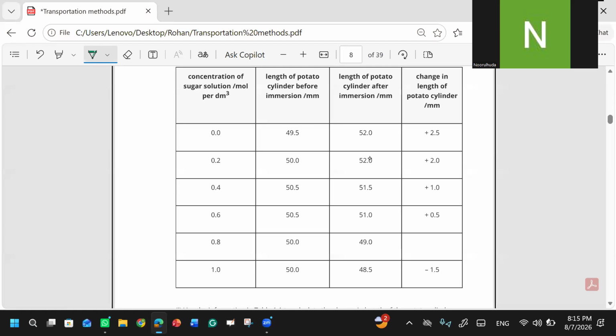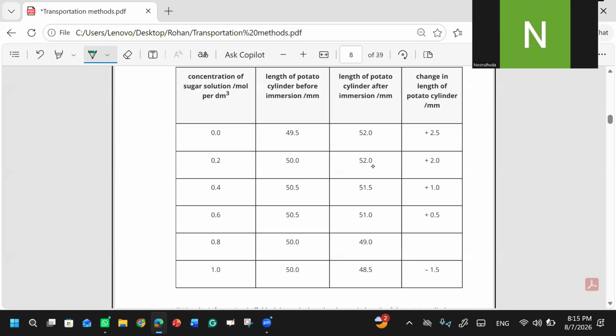After immersion, what happened? This is after immersion, this was 49. After immersion, it is 52. It means it has gained length, right? The length is increased. And in this one as well, it was initially 50, then it became 52. So in this, the length is also increased.